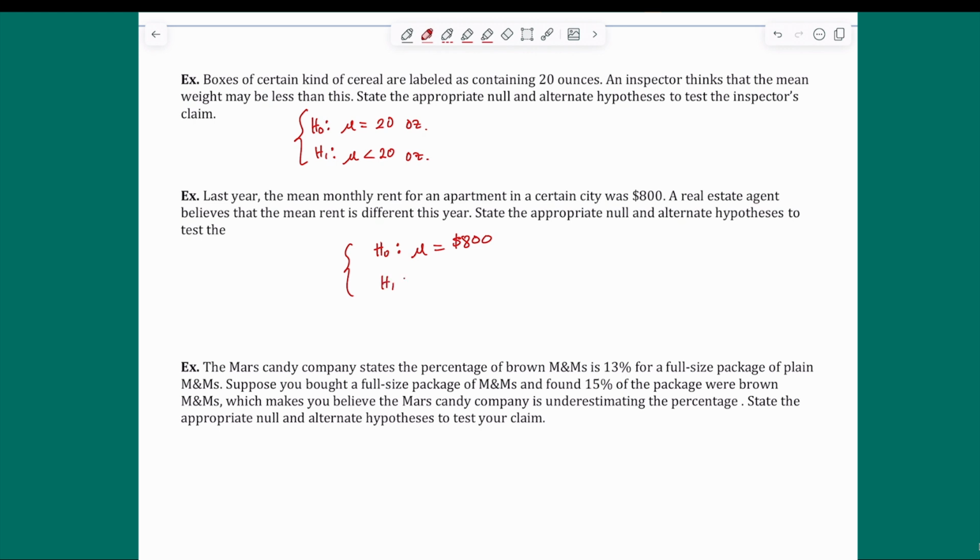The alternate hypothesis, since the real estate agent believes that the mean rent is different this year, means we're going to use the not equal symbol. And the reason for that is because the real estate agent didn't give any indication whether it was an increase or a decrease. So they just believe that the mean rent is different from $800.